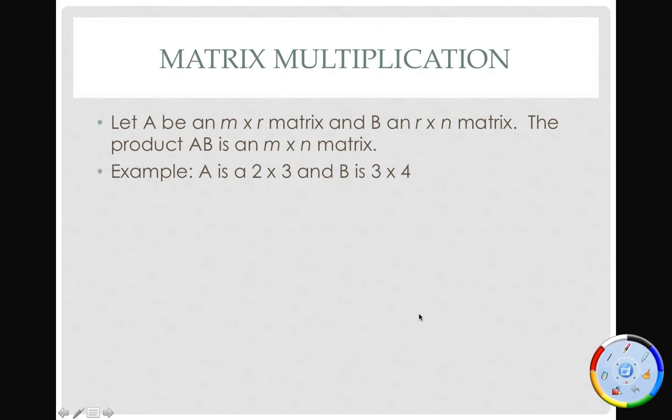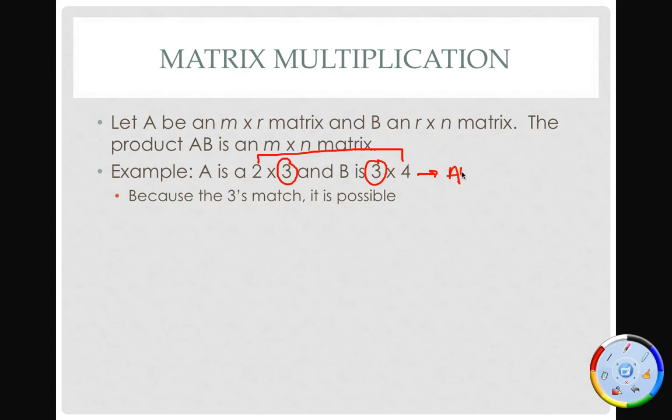So an example: if I was to do matrix A, which is a 2 by 3, and matrix B is a 3 by 4, I look at this and I go, hey, this 3 matches with this 3, which means this 2 and this 4 is going to be the size of my result. Because the 3's match, it's possible to find the multiplication. If they don't match, it's not possible. So I could do AB, but if I tried to do BA, that would be a 3 by 4 and a 2 by 3. Because the 4 and the 2 don't match, I can't do it.